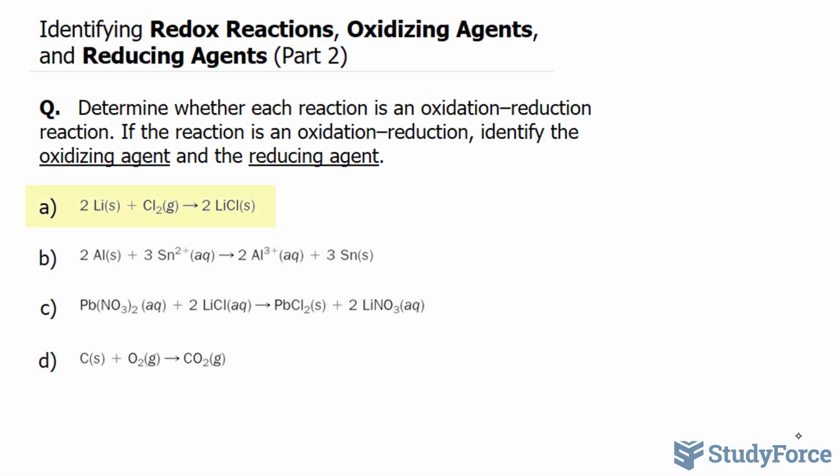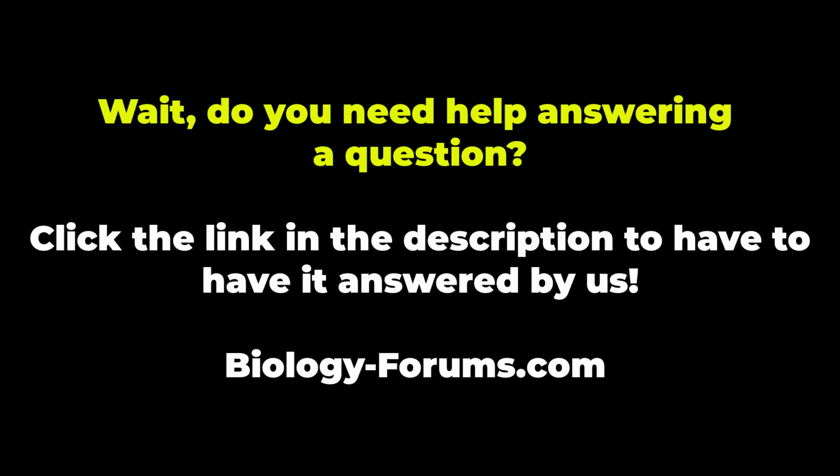We have 2 lithium atoms plus chlorine gas, and this yields 2 molecules of lithium chloride. The oxidation state of this lithium is 0 because it's elemental lithium, and the oxidation state of chlorine gas, Cl2, given that it's a diatomic molecule, is also 0. This yields chlorine, which is -1 oxidation state, and lithium, which has a +1 oxidation state. Now that we've determined the oxidation states, take a look at lithium. Lithium goes from being 0 to +1.